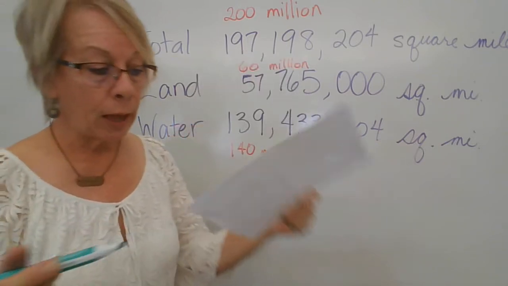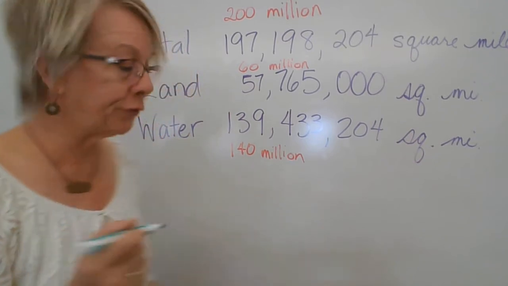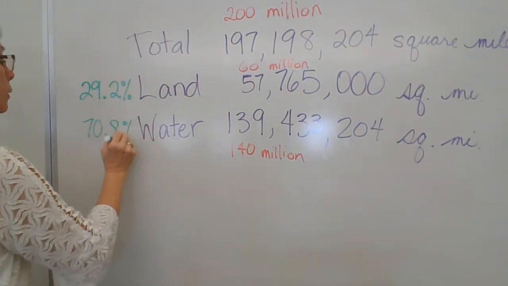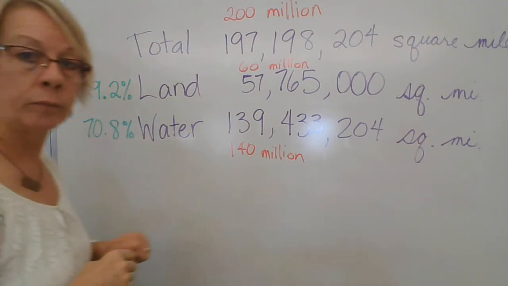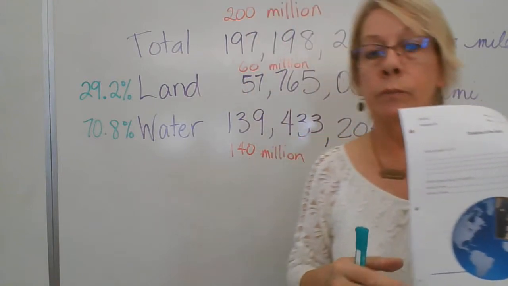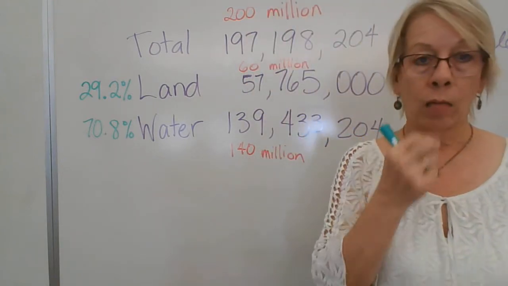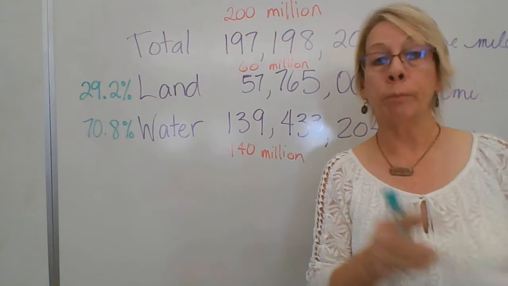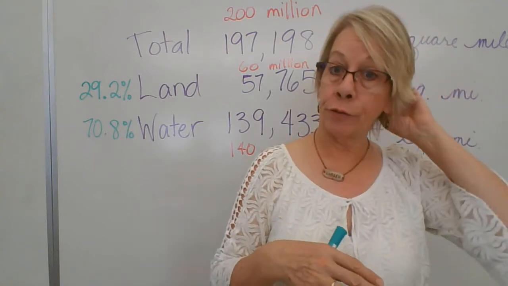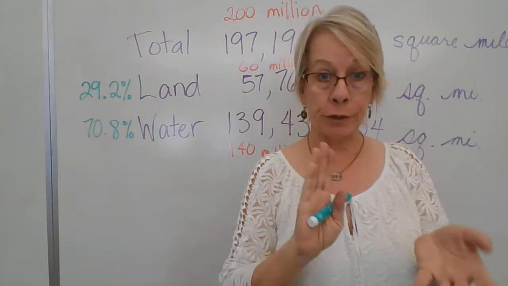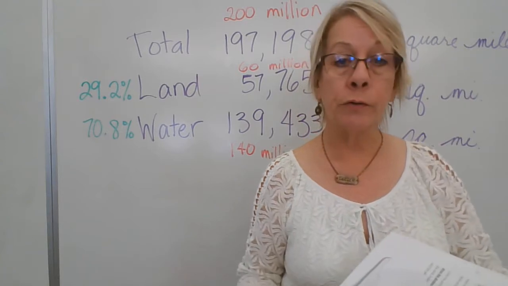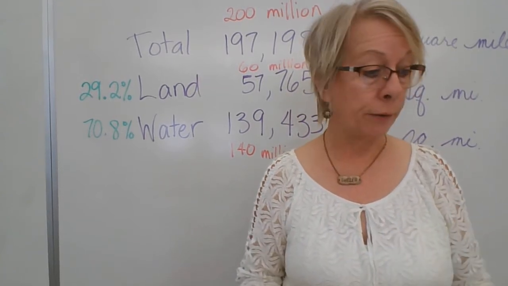And so the water is the rest of it, 70.8%. So that goes on this blue line right here. The water, so the water is about 70%. The land is about 30, a little less than 30%, but if you look at it as 70-30, that adds up to 100, doesn't it? So that's how it's divided. So the earth is much more water than it is land.